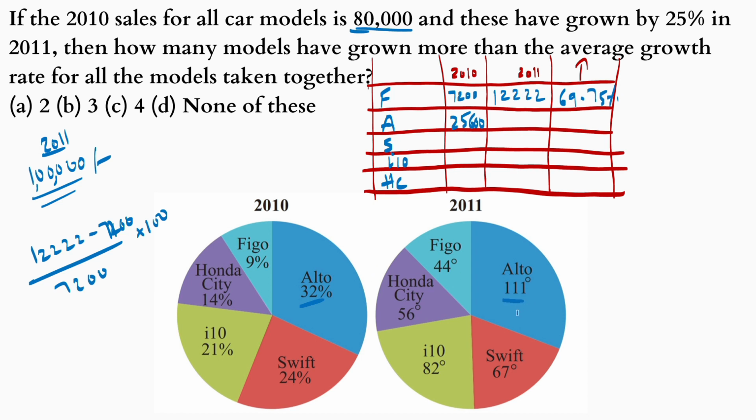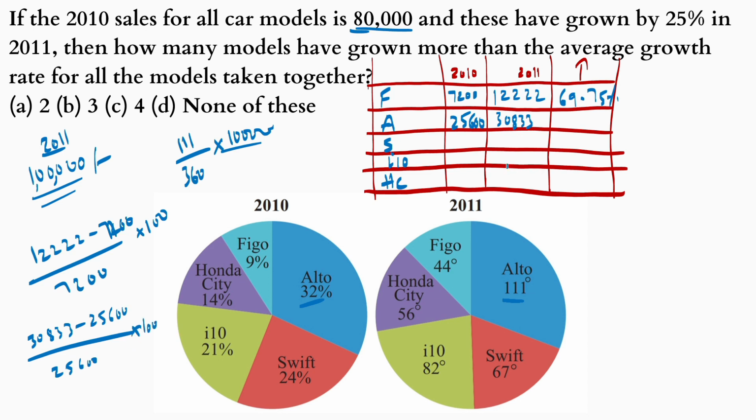And 111 degrees of 1 lakh rupees. So 111 by 360 into 1 lakh, this will be equal to 30833. And what is the increase in percentage? 30833 minus 25600 by 25600, which is the initial value, into 100. So calculate this and we'll get the value as 20.44% increase, right?